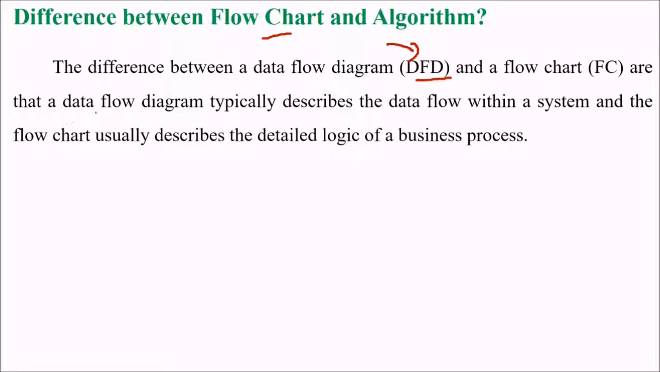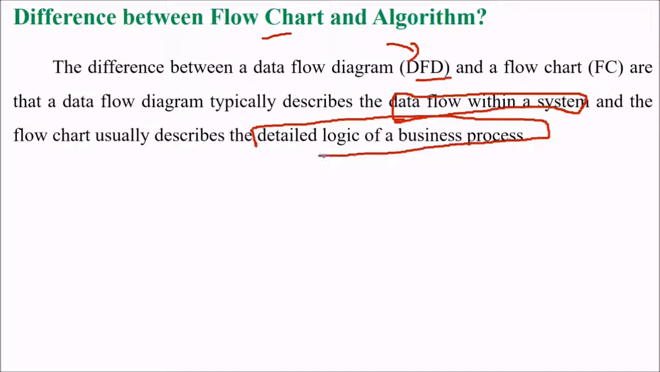A data flow diagram typically describes the data flow within the system, and the flow chart describes the detailed logic of the business process. Now let us see the difference between flow chart and algorithm.